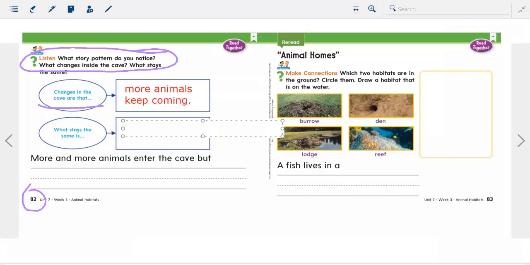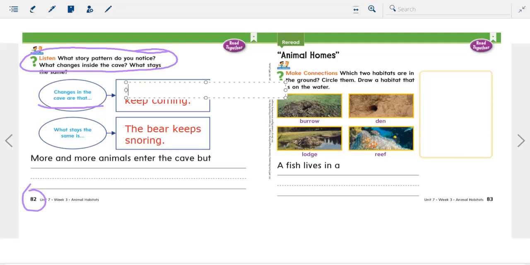So what stays the same in the story at the beginning? What does the bear do? The bear keeps, what was he doing? He was sleeping, right? And when he was sleeping, he was snoring. So the bear keeps snoring. So we have the things that stay the same and the things that are different. The things that are different are more animals keep coming, and the thing that stays the same is the bear keeps snoring.